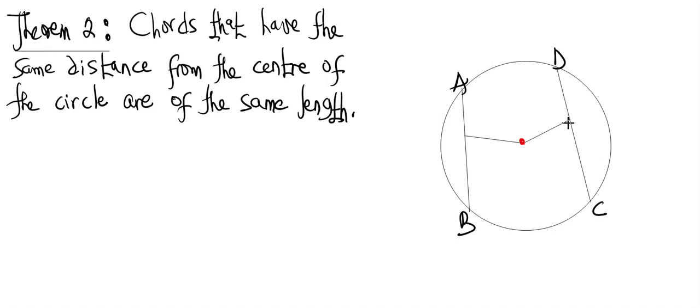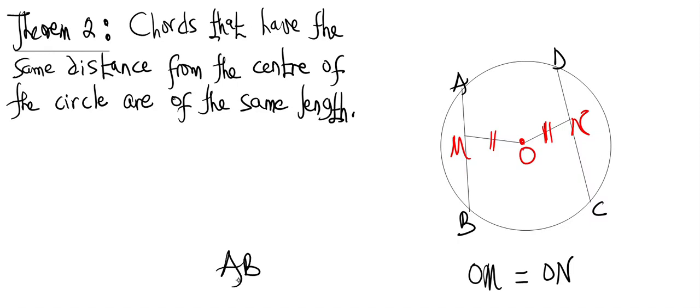Let's say the center of the circle is O. OM is equal to ON. The two chords have the same distance from the center of the circle. Hence, the two chords must also be of the same length. Then we can say AB equals CD. So that's the concept of theorem 2. Let's move to theorem 3.